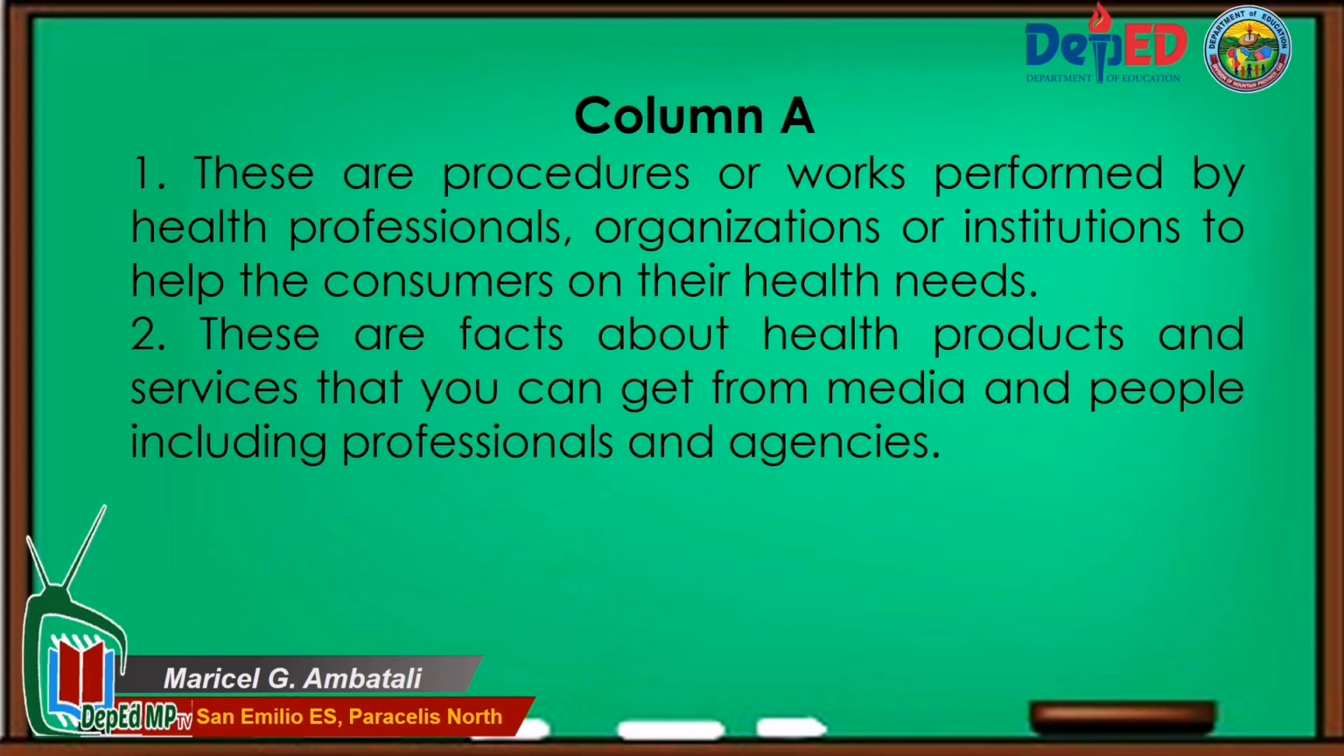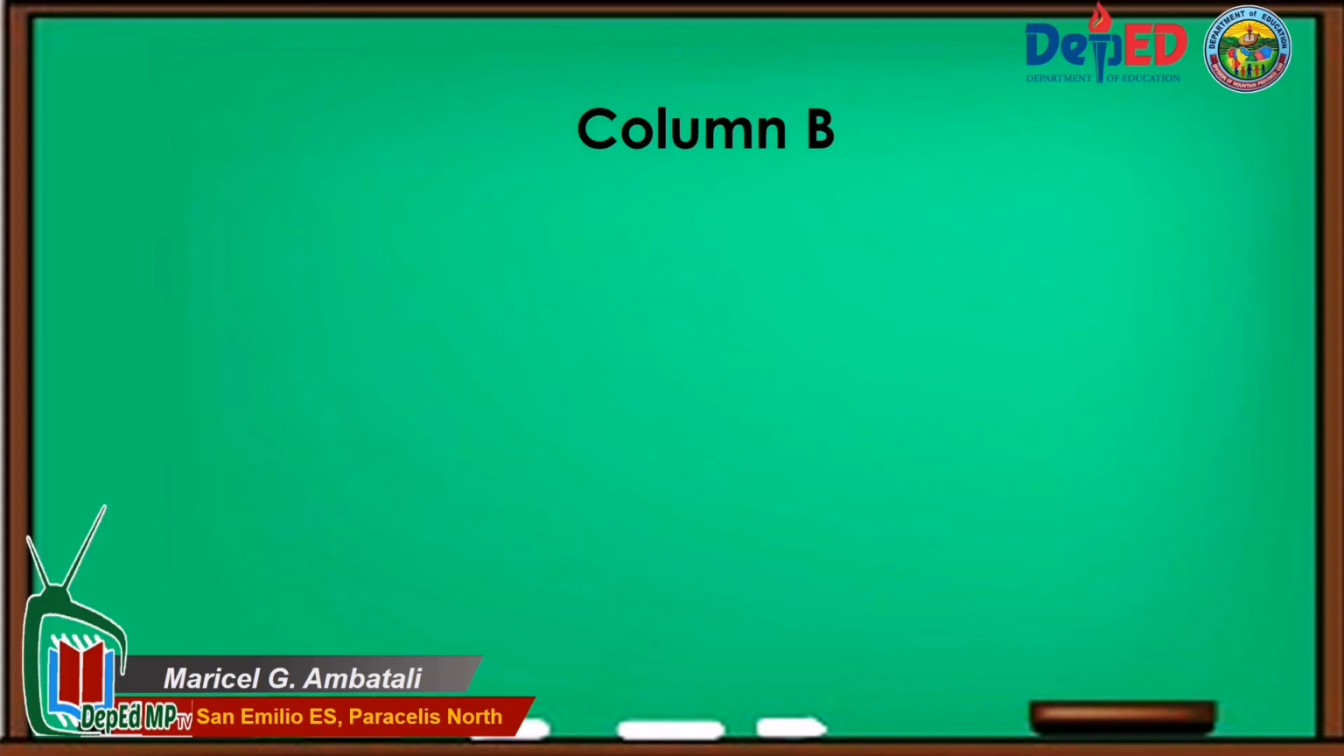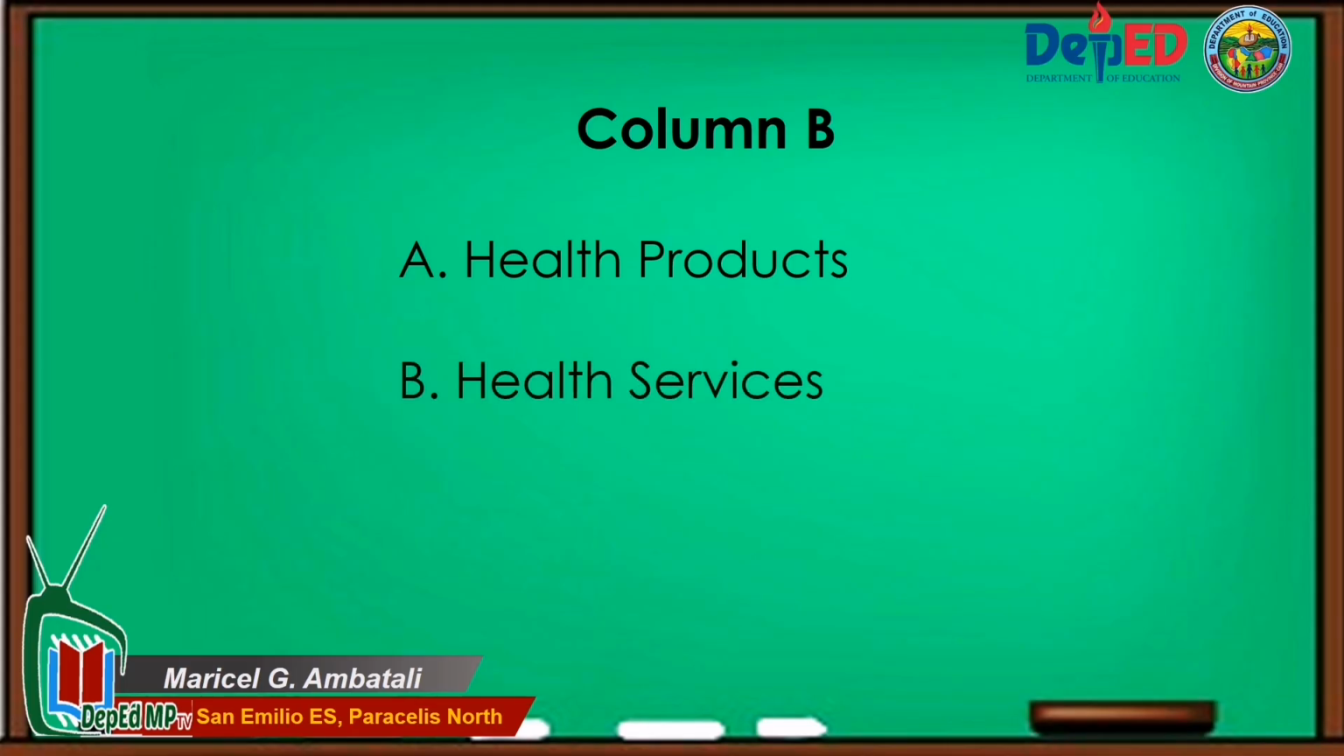Number 2. These are facts about health products and health services that you can get from media and people, including professionals and agencies. Number 3. These are materials or equipment prepared or manufactured for you. Column B, we have letter A, health products, letter B, health services, and letter C, health information.